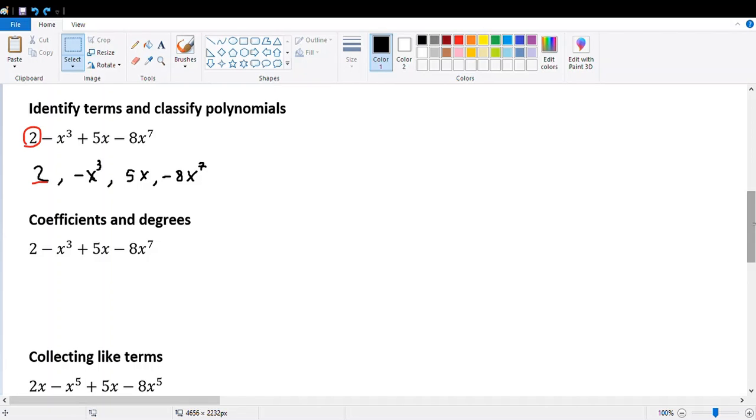Then 2 is one term. Negative x cubed is another term, the second term, for example. 5x is another term. And negative 8x to the 7th power is another term. Okay? When we have to classify polynomials, we have to remember the names of the polynomials. Polynomials with just one term are called monomials. Polynomials with just two terms are called binomials. Those with just three terms are called trinomials.